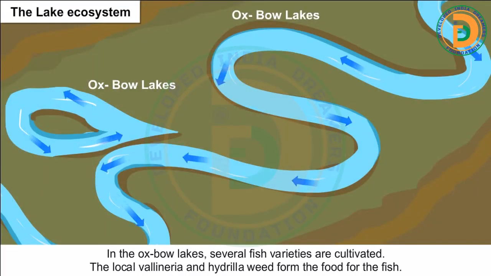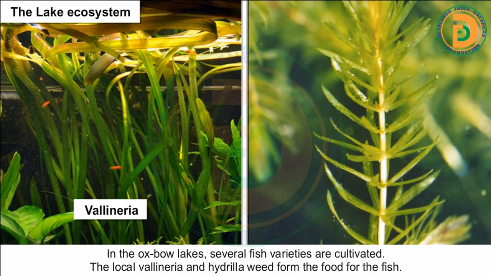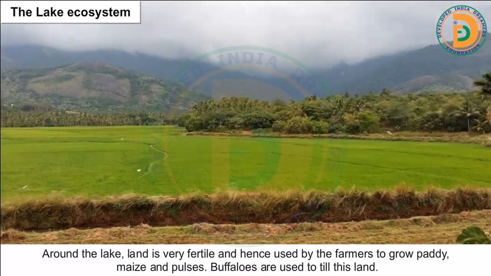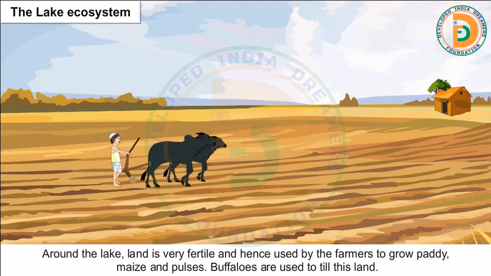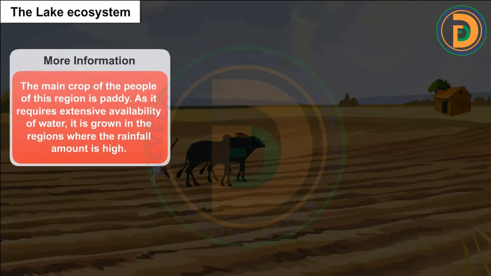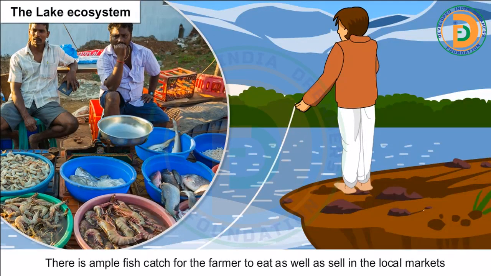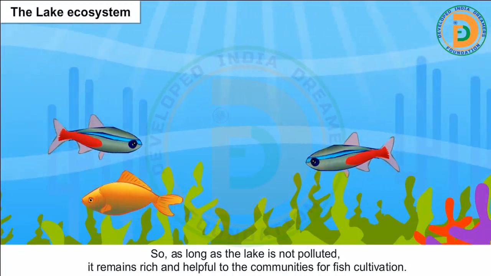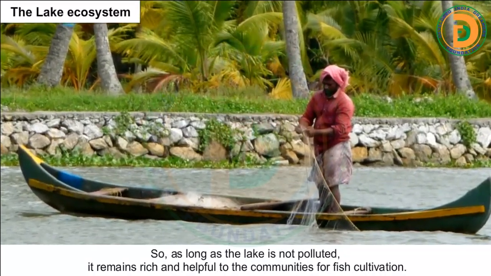The lake ecosystem. In the Oxbow lakes, several fish varieties are cultivated. The local Vallisneria and Hydrilla weed form the food for the fish. Around the lake, land is very fertile and hence used by the farmers to grow paddy, maize and pulses. Buffaloes are used to till this land. There is ample fish catch for the farmer to eat as well as sell in the local markets. So as long as the lake is not polluted, it remains rich and helpful to the communities for fish cultivation.